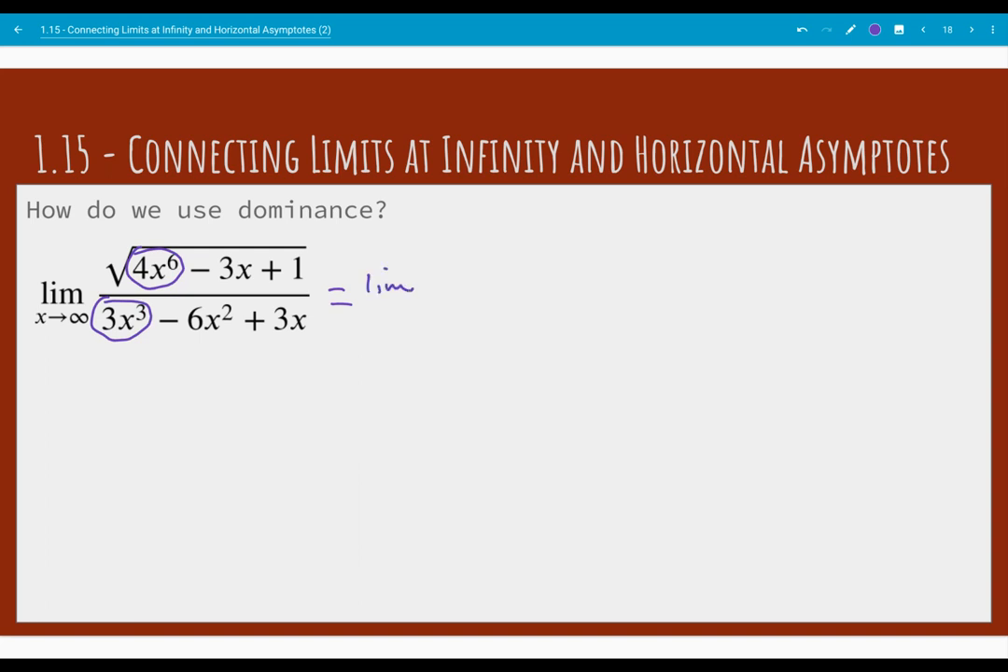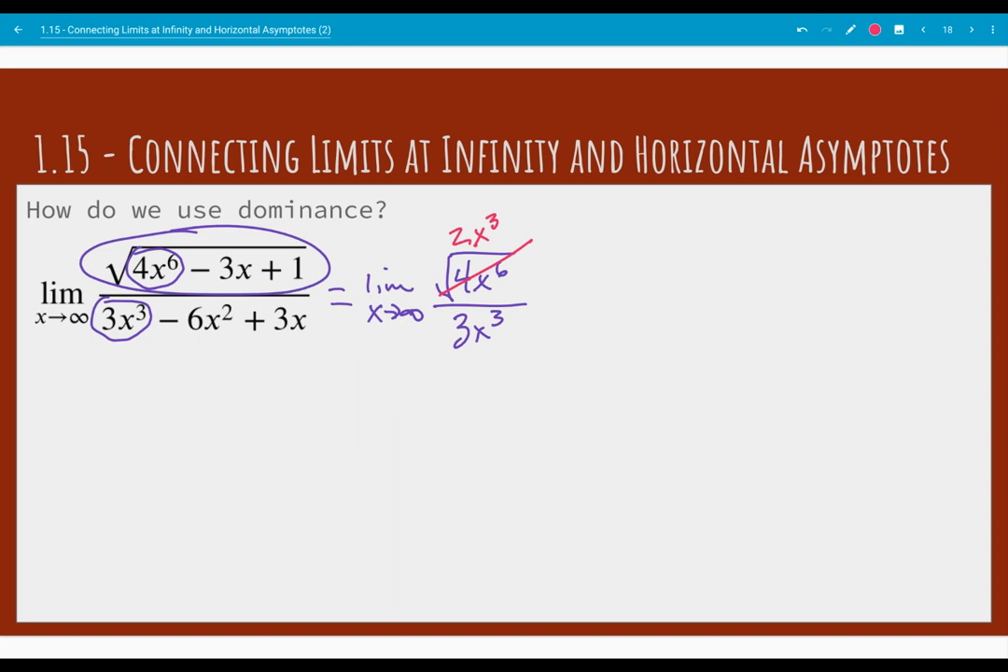So this is essentially going to be the same as the limit as x approaches infinity of the square root of 4x to the 6th, because that's going to dominate the interior of the square root, over 3x cubed. By separating this out, we can say this whole numerator is going to behave like this, and then we can actually take the square root. The square root of 4x to the 6th is going to be 2x cubed. Now, this is going to be more important later, but I want to mention it now.